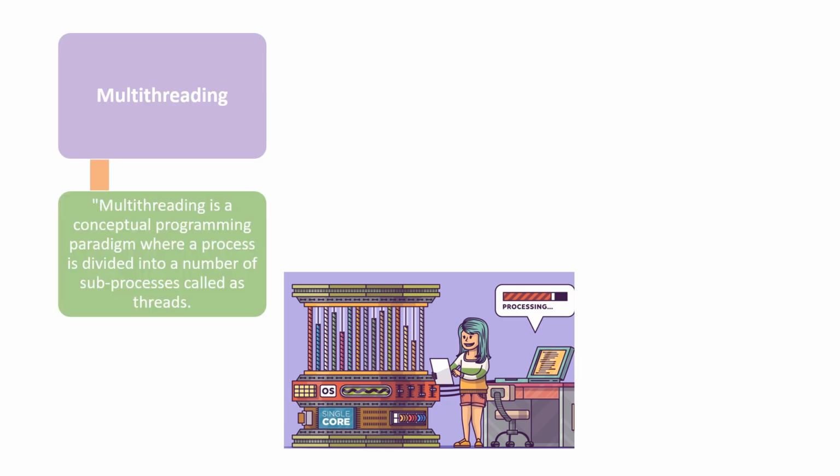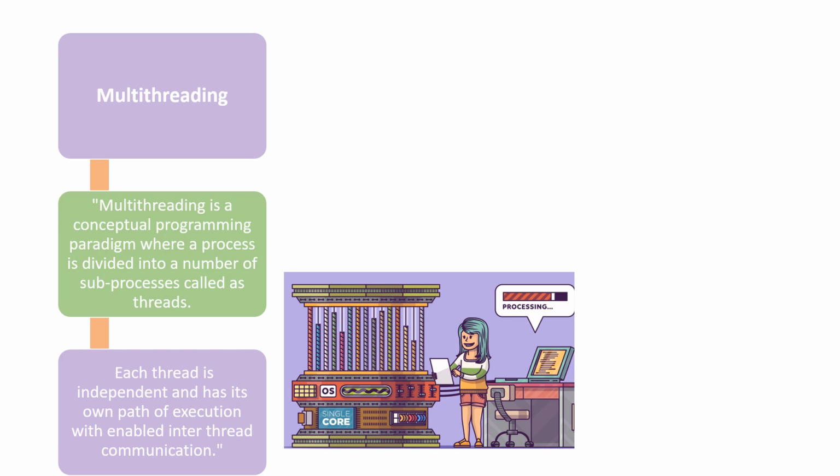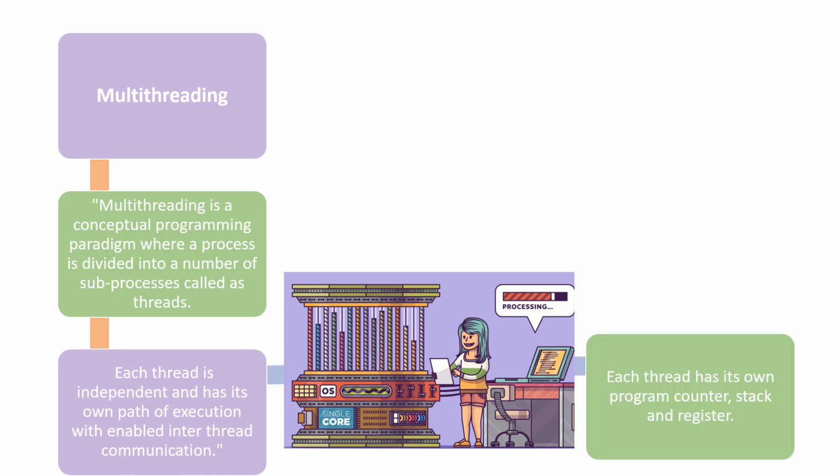Now we can move to the term multithreading. This is a paradigm where the process is divided into a number of sub-processes called threads. If you want to check my video on multithreading, you can check that. Each thread is independent and has its own execution path, which enables inter-thread communication. Each thread has its own stack, program counter, and registers.